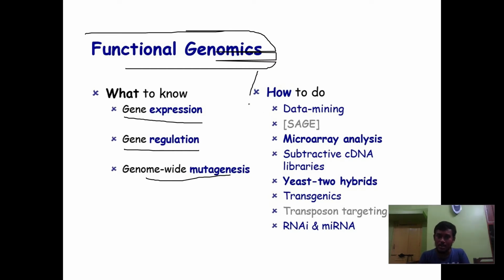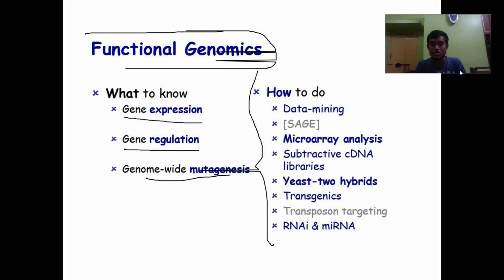And how do we do so? There are different methods for doing so. You can see the number of methods listed here on your screen, which are data mining, SAGE, microarray analysis, subtractive cDNA libraries, yeast two-hybrids, transgenes, transposon targeting, RNAi, mRNA. So there are different methods for extracting the known features for functional genomics.